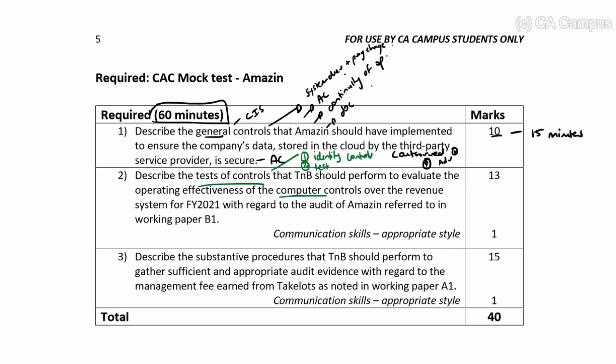So very important, it's just the computer controls. So I don't want to look for any manual controls. When I identify, I'm looking for IT only and then developing a test for those. Those tests could be manual or I could use test data, depending on how the best way to test a specific computer control over the revenue system. So I'm going to working paper B1 and I'm looking for controls there. 13 marks, I want to give about 13 procedures and I'm going to have 19 minutes.